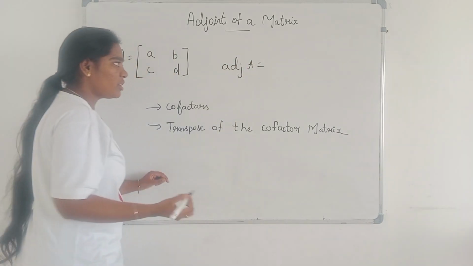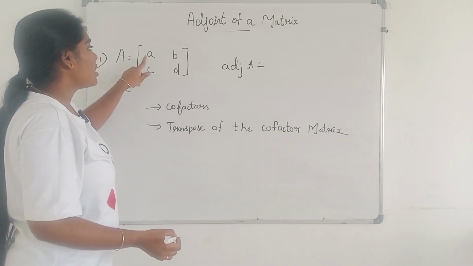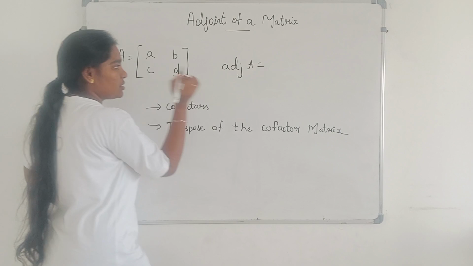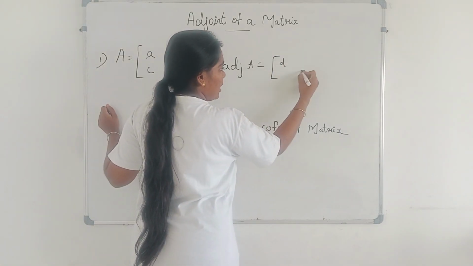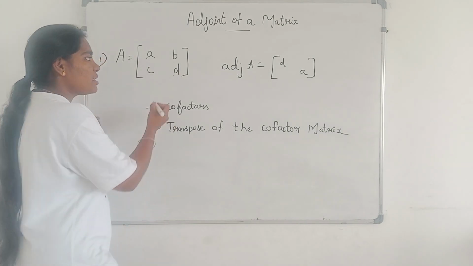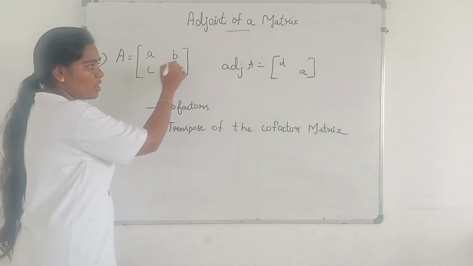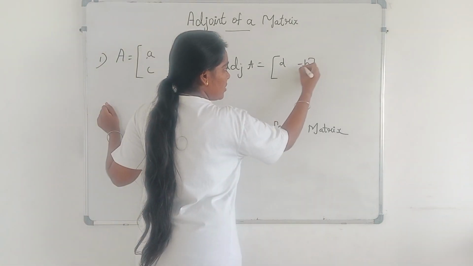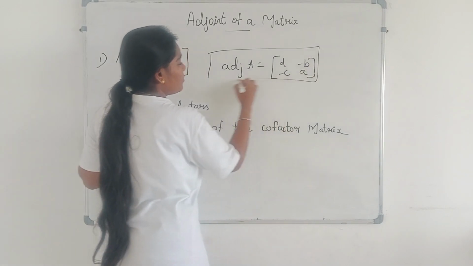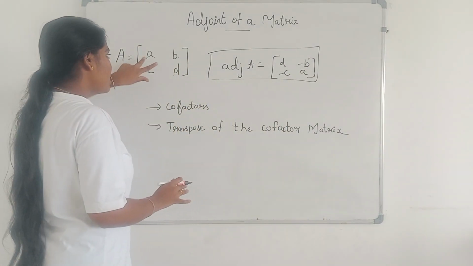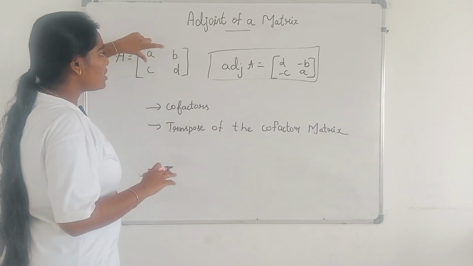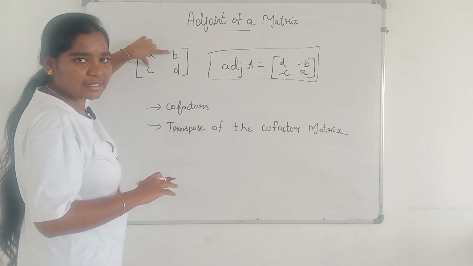So adjoint of A for a 2 by 2 matrix: you have to change the position of these elements. So this AD is now changed to DA, and then you have to change the sign of the other ones, so minus B, minus C. This is the adjoint of a 2 by 2 matrix. So whatever elements are here, you have to change the position, and for these elements you have to change the sign.